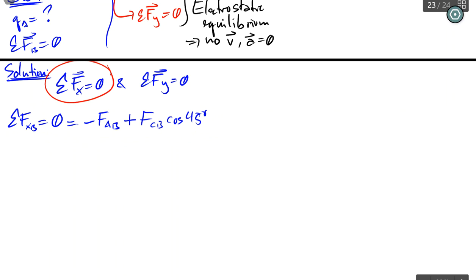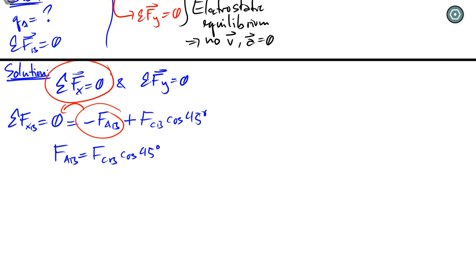Even though we started here, I can choose that part. Okay? So I'm going to take this and move that to the other side because I don't like negatives. Let's be positive. So I get FAB equals FCB cosine 45. Okay, so now we're going to plug in Coulomb's law. And also for all you unit circle fans, you should know that cosine 45 is just square root of 2 over 2. Look it up, unit circle.